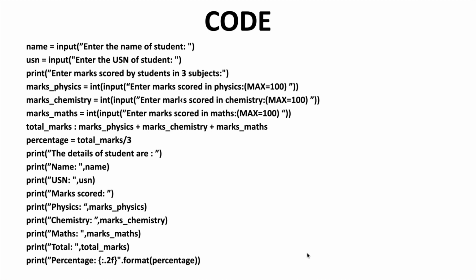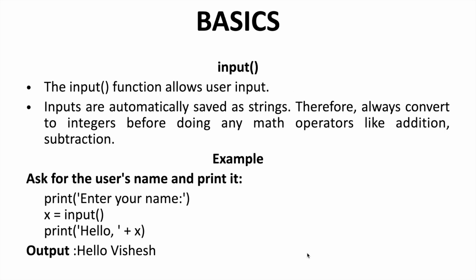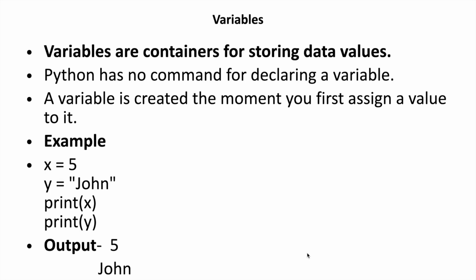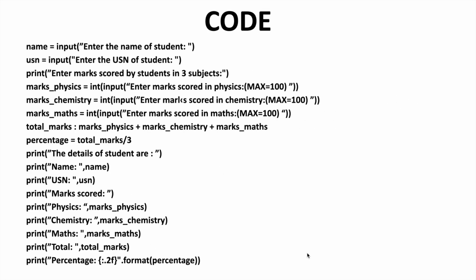Now, this is the code. This is the simple code, right? To accept the name of the student, and also it is going to accept the USN of the student, and also it accepts the marks scored in three subjects, that is physics, chemistry, maths. After taking all these details, it is going to calculate the percentage. It is going to display all the details of the student along with the percentage and the total marks, right? So now I'm going to explain this program line by line.